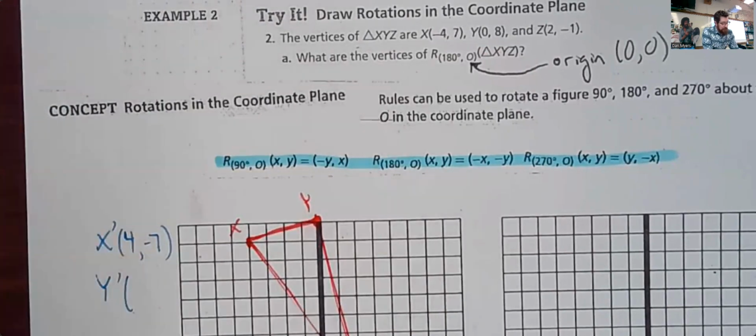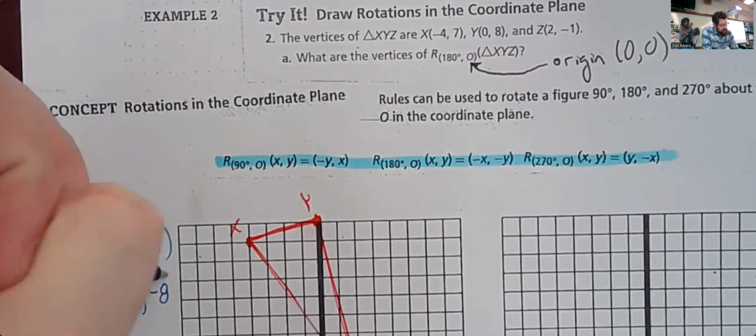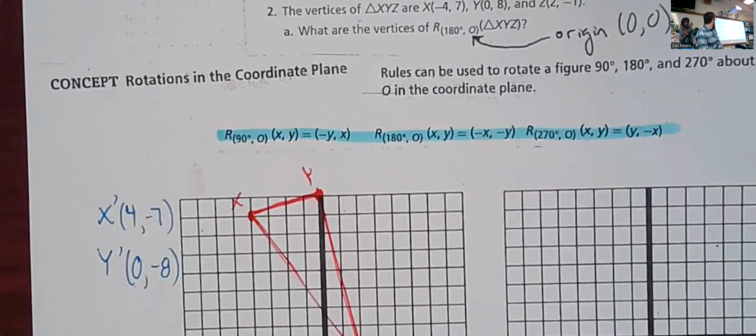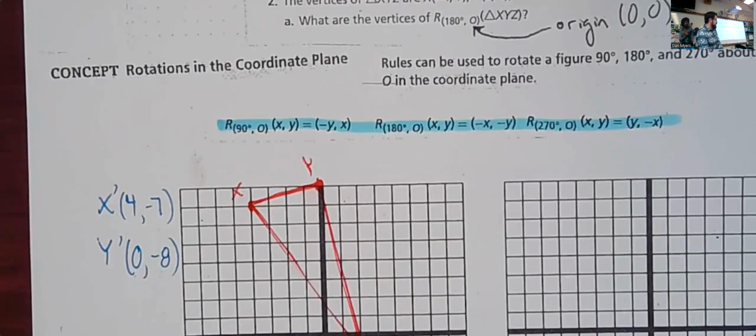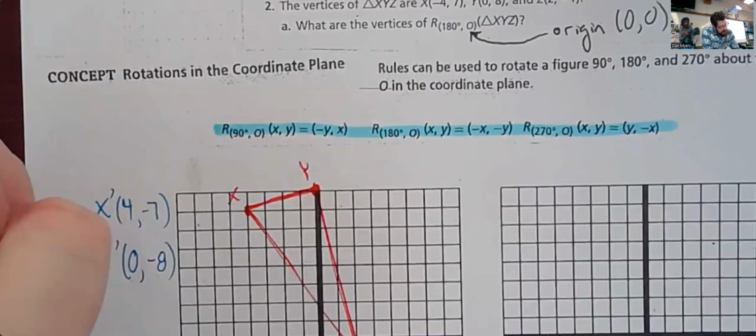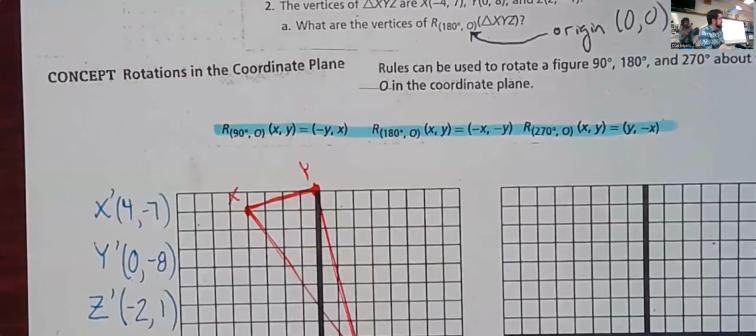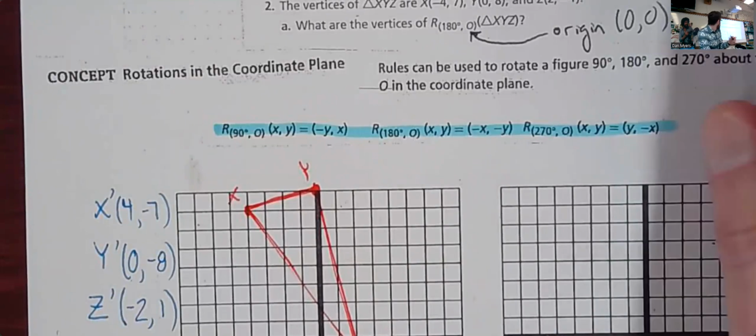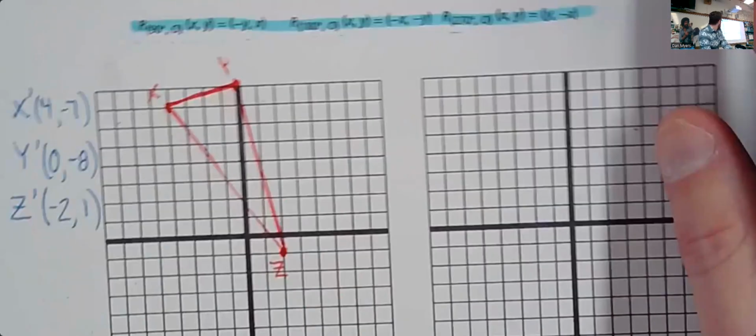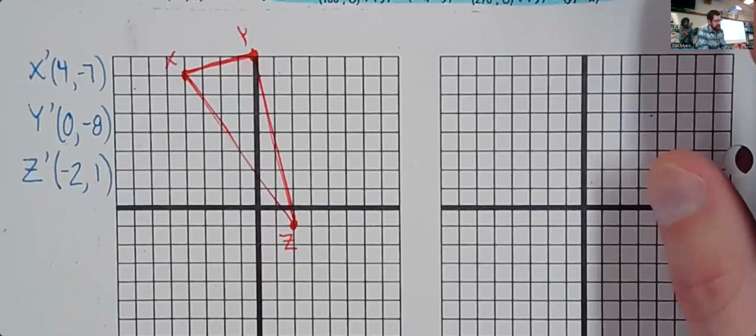Where does y prime end up? 0, negative 8. Yeah, there is no opposite of 0. But there is an opposite of 8, and it's negative 8. And then z prime, where's that at? Negative 2, 1. Good. So those are our 3 points for our rotation. So we'll go ahead and get those on there. So we're going to go over 4 and down 7 for x prime.